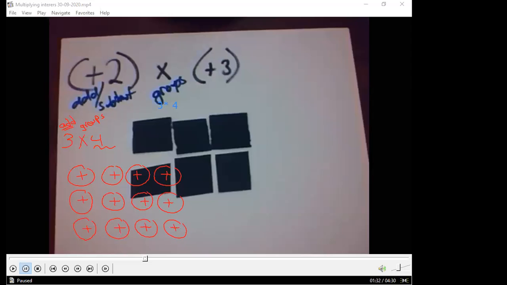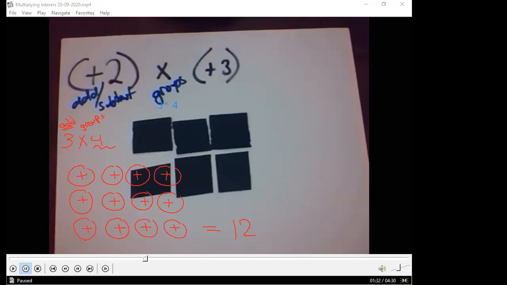So the answer by the end, how many will it be, grade 7? Tell me. 12. So the answer by the end will be positive 12. Understood? Grade 7, understood?